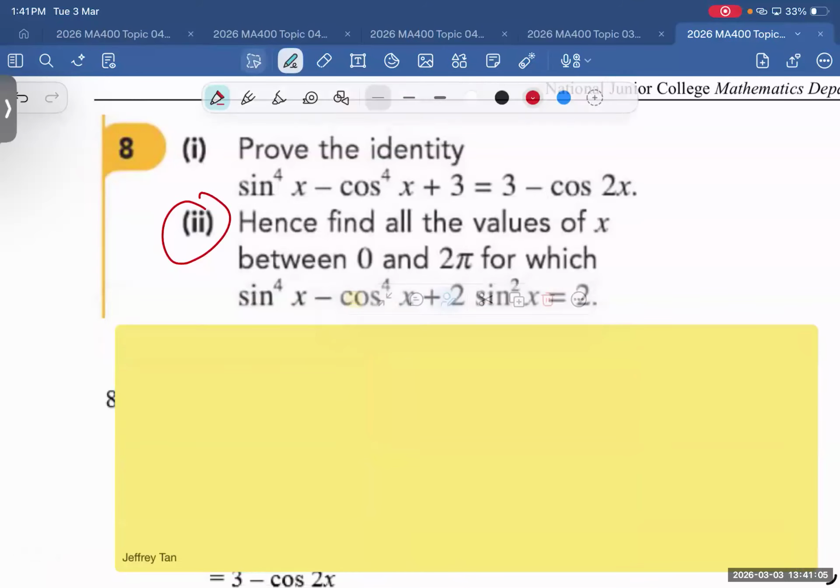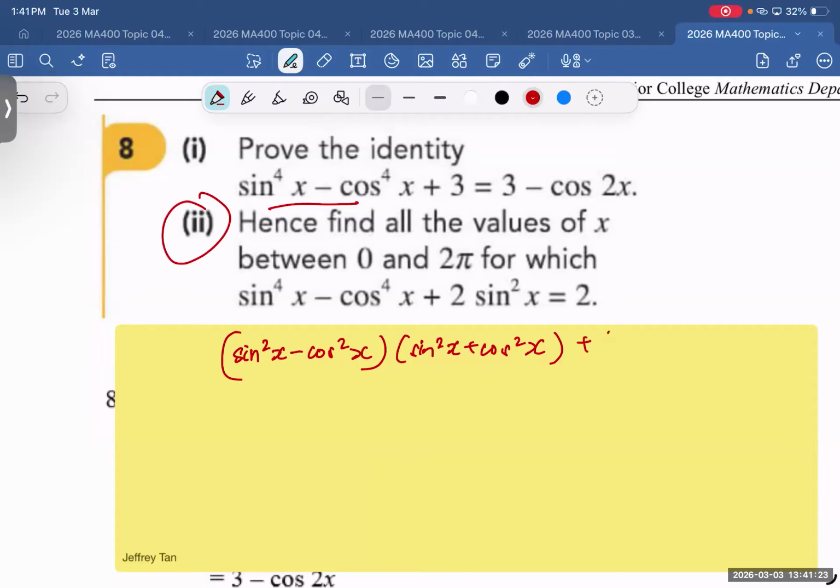Very easy. This one, change it to sine square x minus cos square, sine square plus cos square. Does this sound reasonable to you? Cannot, because power 4 can be 2, or 2.